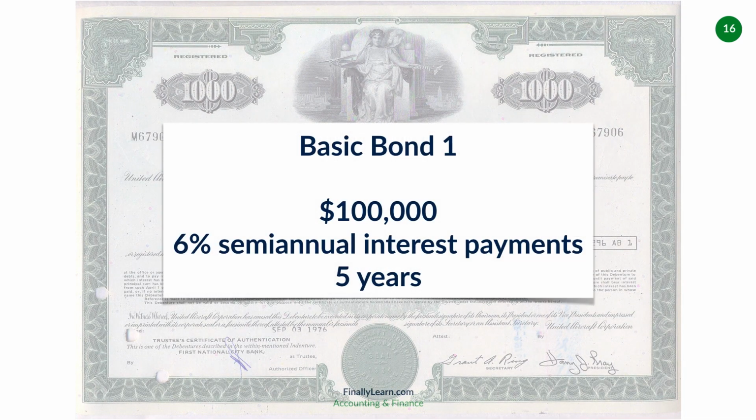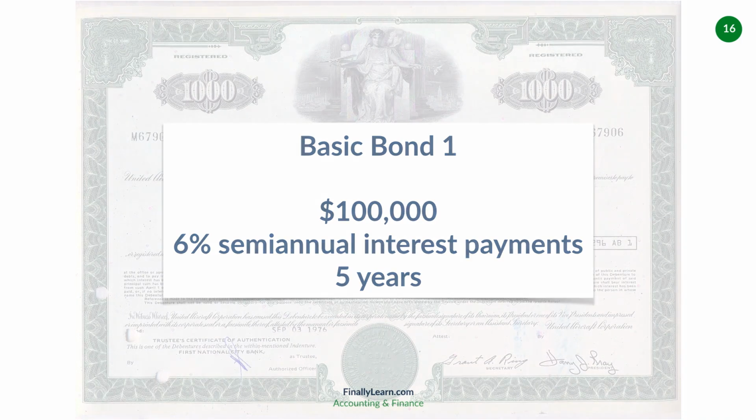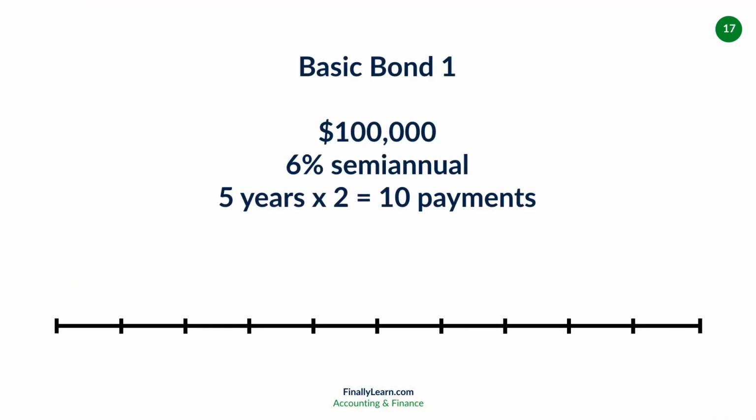All right, let's look at a basic bond. Our basic bond is going to be the same bond. We're going to do it 3 different times with different yields so we can calculate the present value 3 different times. So if we have a $100,000 bond that pays 6% semi-annual interest payments for 5 years, let's think about the payment schedule. All that does is set up a payment schedule.